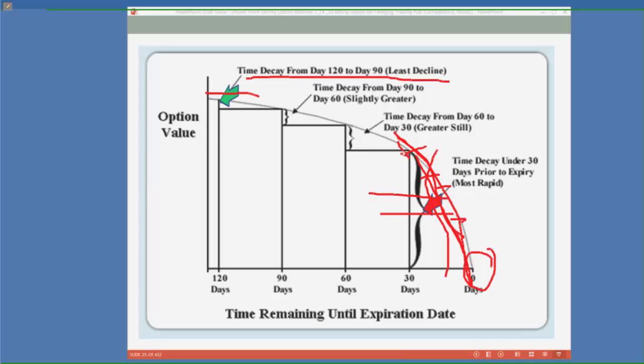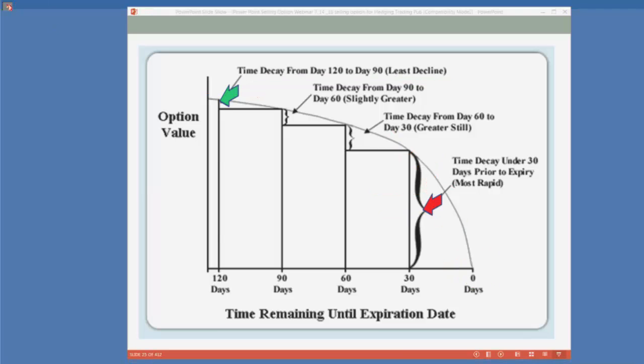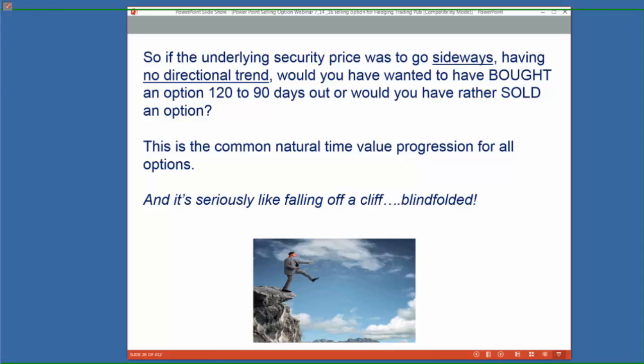Now, think about this next question. If the underlying, let's say it's Apple, was just to go sideways, having no real direction, just consolidating with no directional trend, would you have wanted to buy options on that kind of setup 120 to 90 days out? Or would it be better to sell options if you had to make a choice? If you'd rather, in that situation, sell options, put a number 1, and if you'd rather be a buyer, put 2.